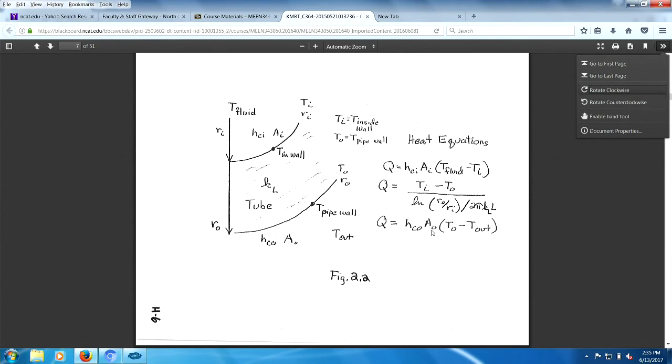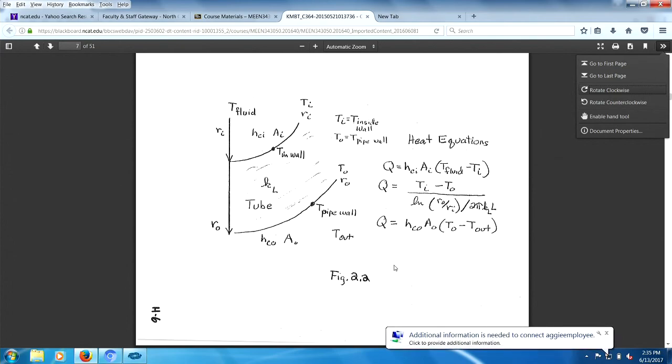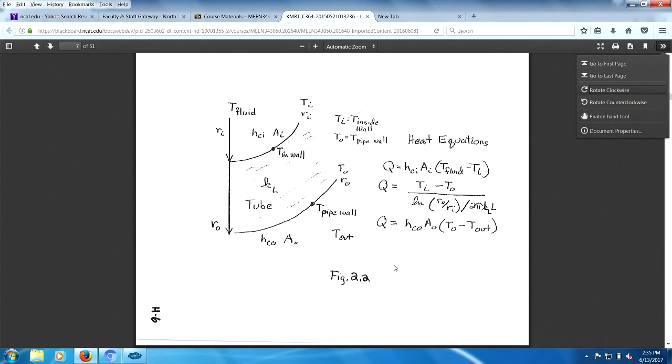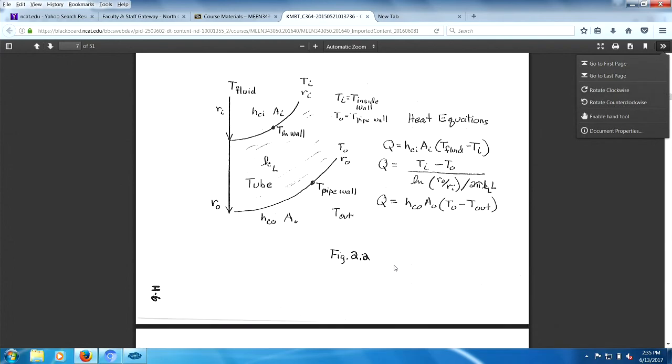And then we get the heat from the pipe wall to the outside. We have the outside wall temperature, the temperature of the environment, and the outside heat transfer coefficient. So if you take a look, there you go. A perfect, beautiful summary of heat transfer from a fluid inside to the outside across the wall.